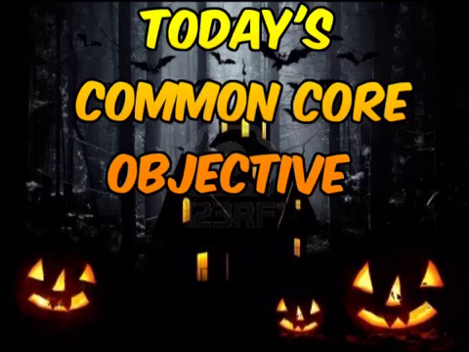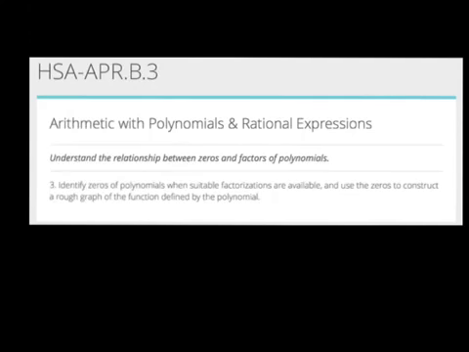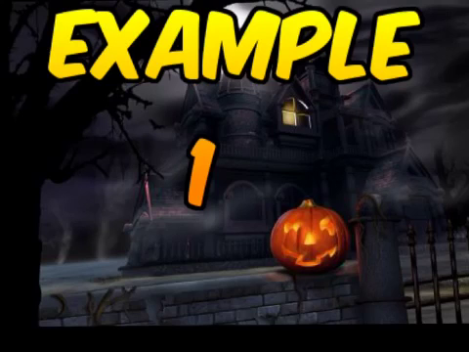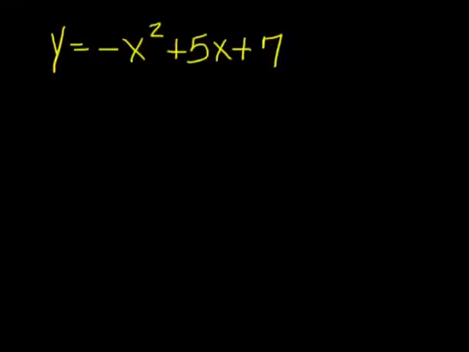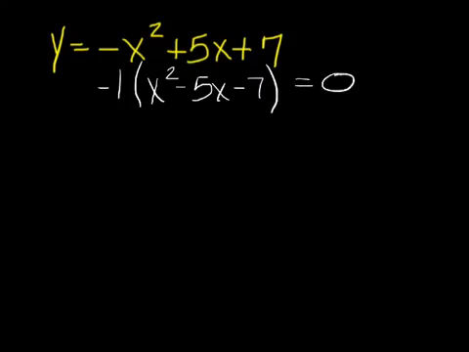Today's objective, still going to be the same thing, identifying the zeros and making a rough graph. Here's example 1. What should I do first on this? Multiply all by, okay, we can multiply it all by negative 1. Actually, just take out a negative 1 and get this. And when we get that, can I factor that?